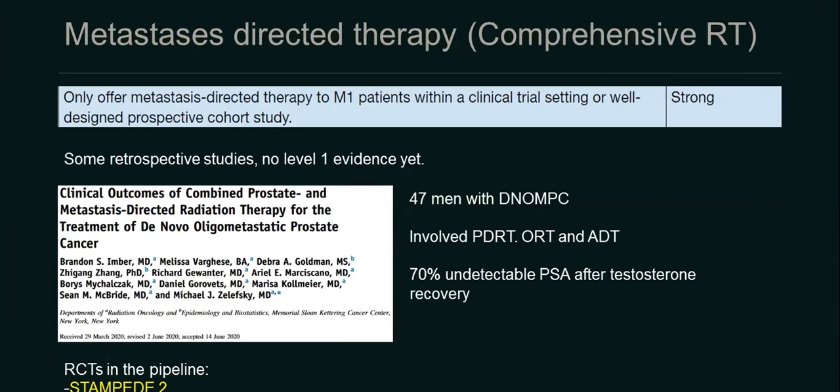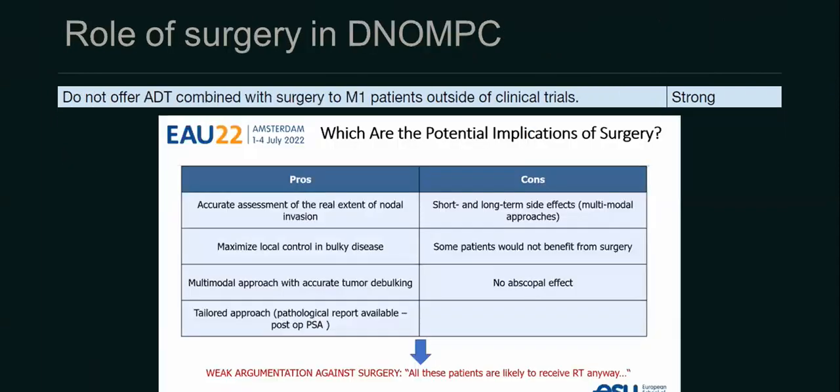Some of the studies, one of them I came across was this by Imber. It had 47 men who had de novo oligometastatic prostate cancer. What they did was prostate-directed radiotherapy, oligometastasis radiotherapy, and then they gave the patients ADT. And they had 70% undetectable PSA after testosterone recovery. A lot of new information is expected in the pipeline from the STAMPEDE 2 trial, the PEACE trial, and the PLATINUM trial, which are still eagerly awaited in this scenario.